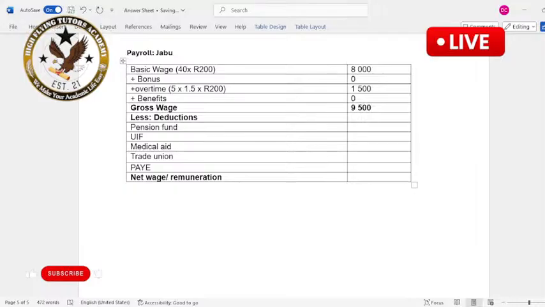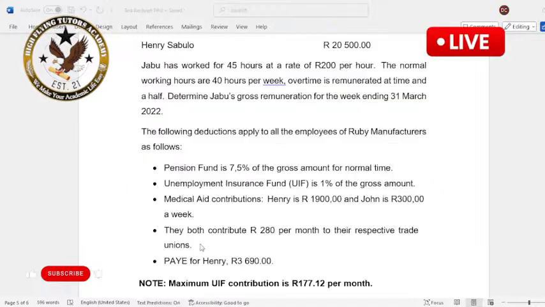Now we need to calculate deductions. We have the pension fund, but remember what they said. I want us to go back to the question and understand this. They are saying pension fund is 7.5% of the gross amount for normal time. Gross amount for normal time is the basic salary. So to calculate pension fund for Jabu, we are going to use 8,000, which is the basic salary.